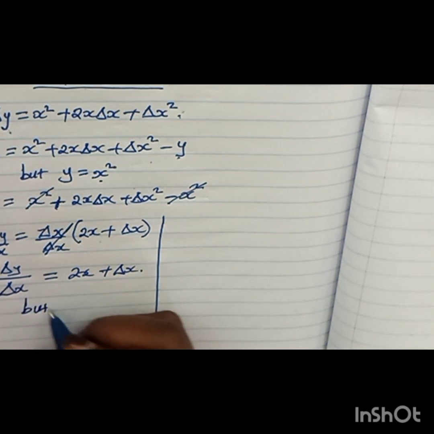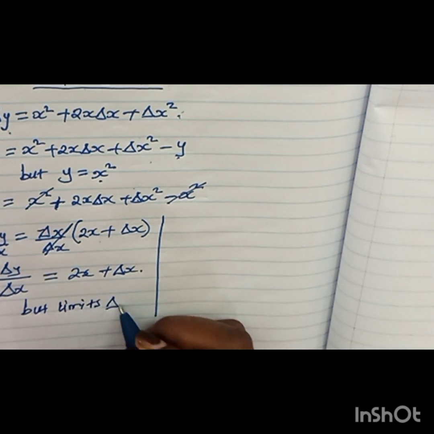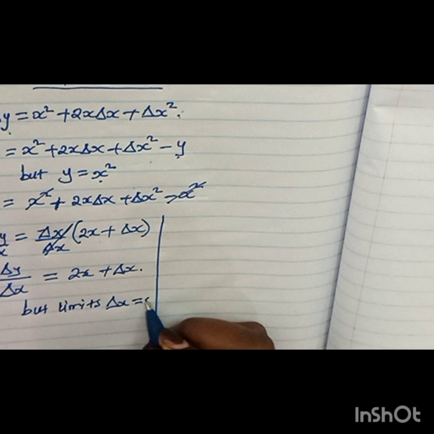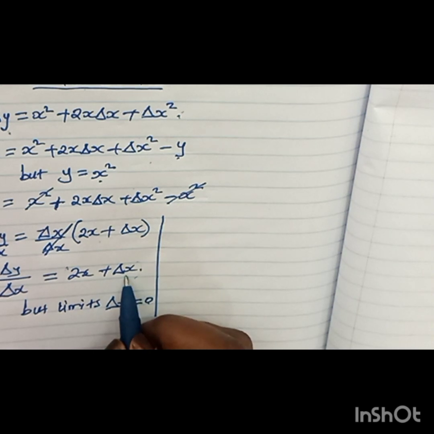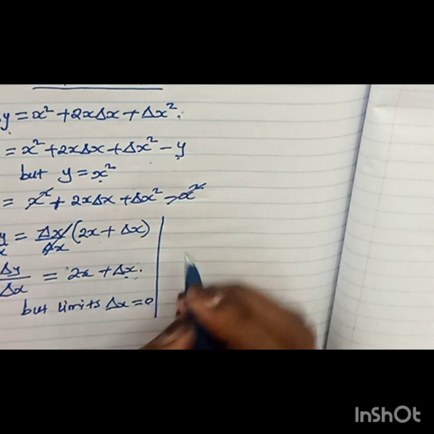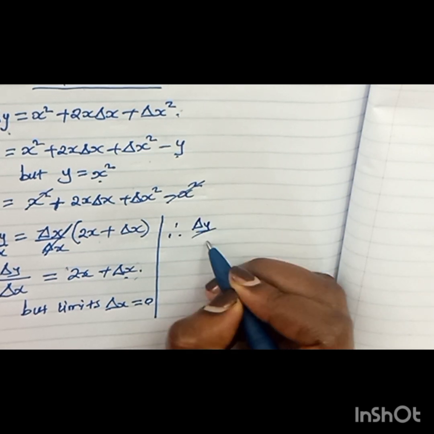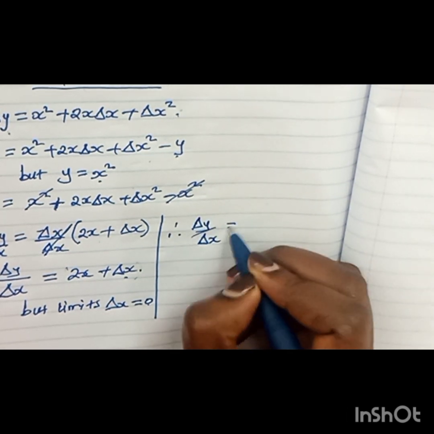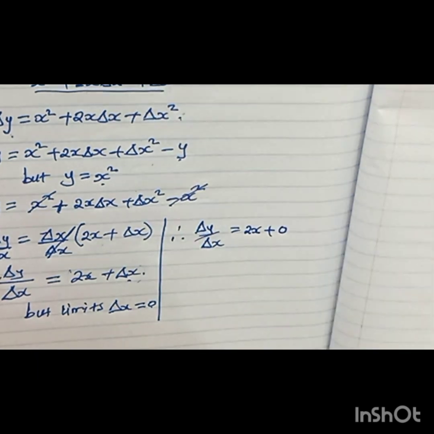But we have the limits. We have the limits when change in x is equal to 0. So that if this change in x is equal to 0, where I have change in x here, I replace it with 0. So therefore my change in y over change in x is equal to 2x plus 0.